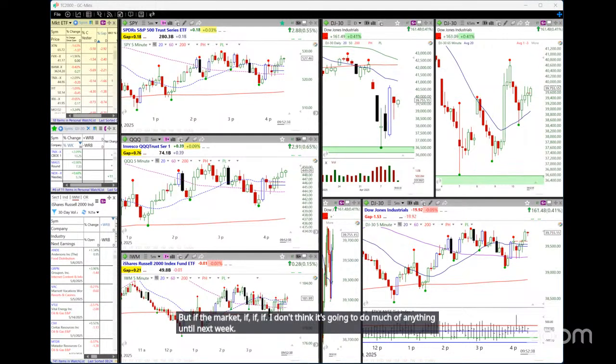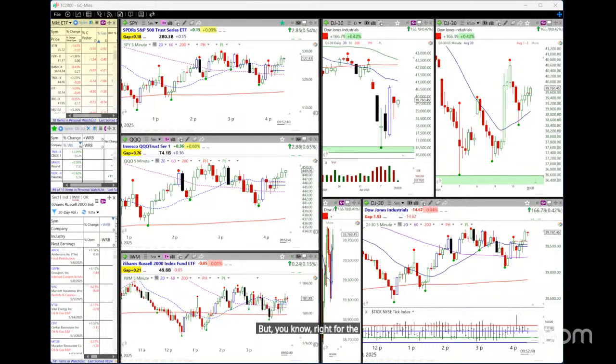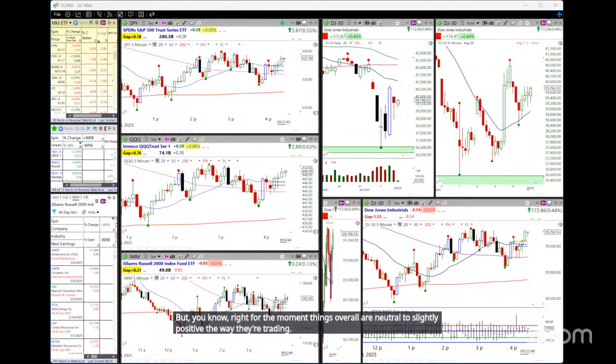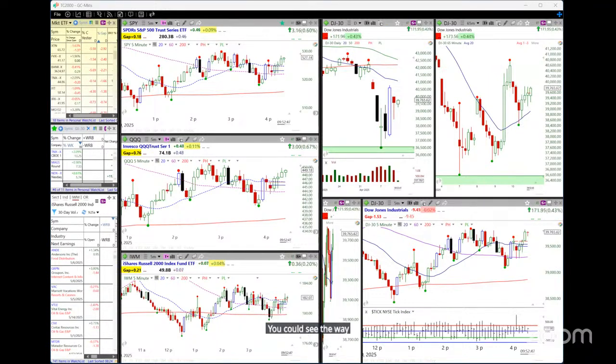But, right, for the moment, things overall are neutral to slightly positive the way they're trading. You could see the way the Qs and spiders and even the Russell here, they're acting relatively well. I'm looking at 5 and 2 minute charts, relatively well, at these pivot highs. We'll see if they get through them. Things would probably lift up a little bit more.